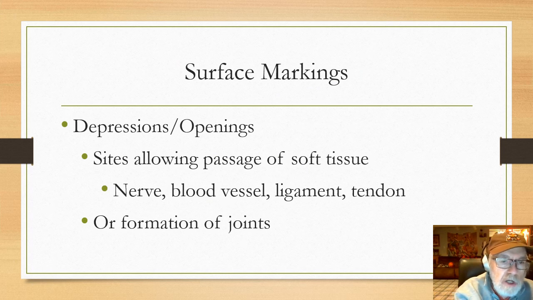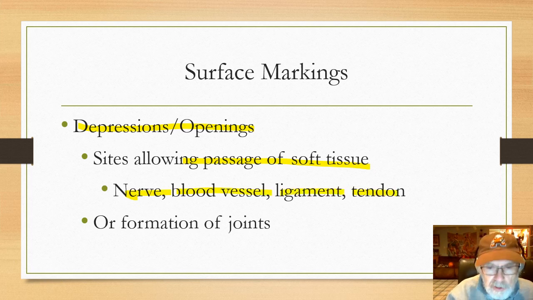Let's first start with just talking about depressions and openings. Now, the reason why we have either a hole, a groove, sort of like a fissure or a crack or something like that, it allows a passage of soft tissue such as nerve, blood vessels, ligament, or tendon to either sit in a trough, sit in a groove, or to actually pass through it. There are a number of places where things will actually have to go through bone, and the only way they could go through bone is through some type of a hole or a crack or something like that.